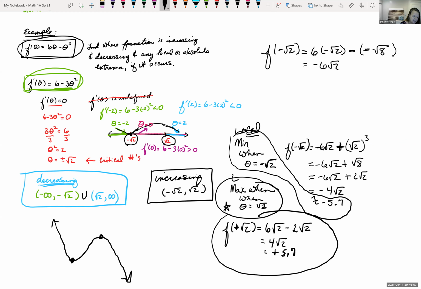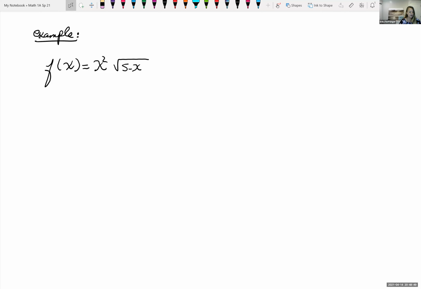So knowing the end behavior of your graph, if your function is always continuous, is helpful to see if there's an absolute max or an absolute min. Okay, so this next example, we're doing the same thing, finding intervals where it's increasing, intervals where it's decreasing, and any absolute or local extrema if they occur.